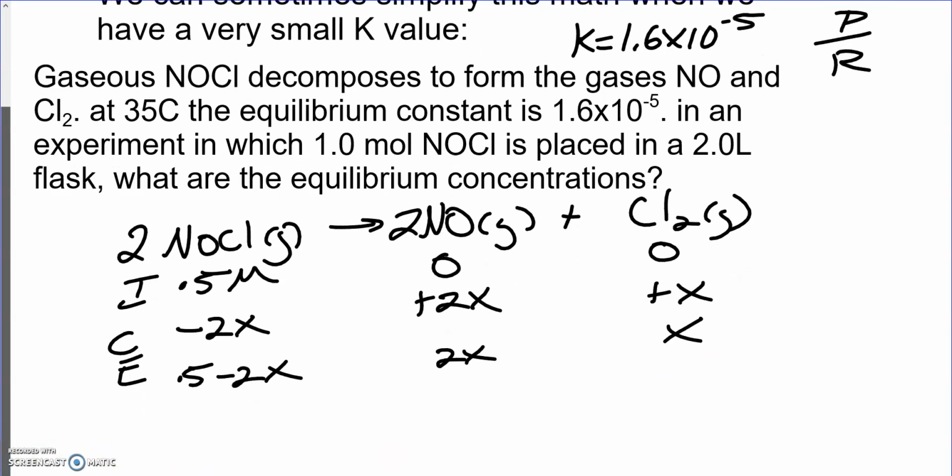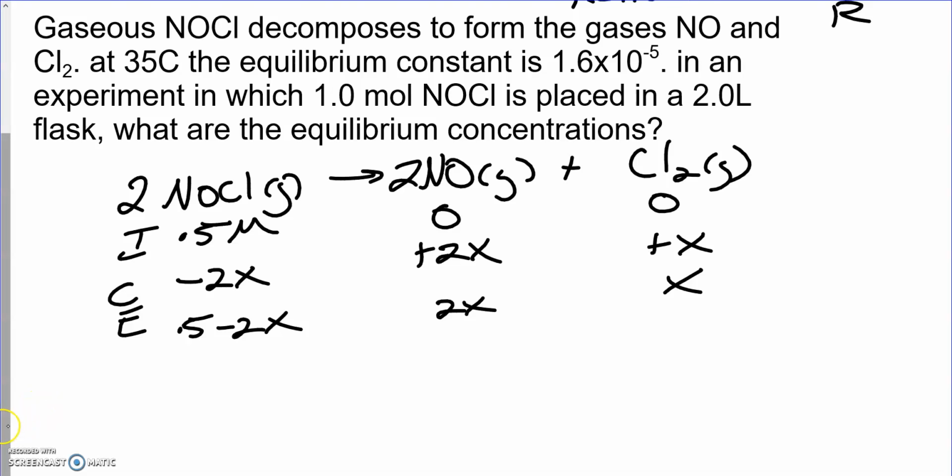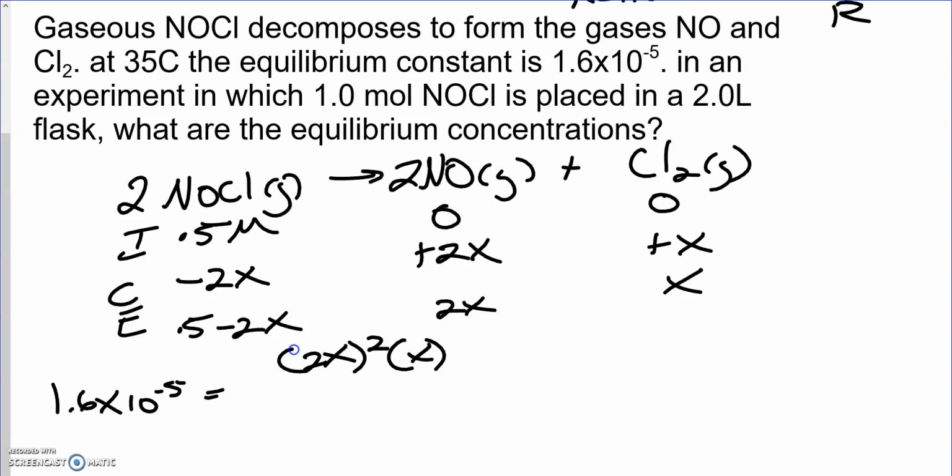And if I plug this into my equilibrium expression, K is 1.6 times 10 to the negative fifth, which equals products, 2x squared times x, over 0.5 minus 2x. Now here's the problem. If I leave it set up like this, I still have a quadratic coming down here. I still have to deal with a quadratic function.